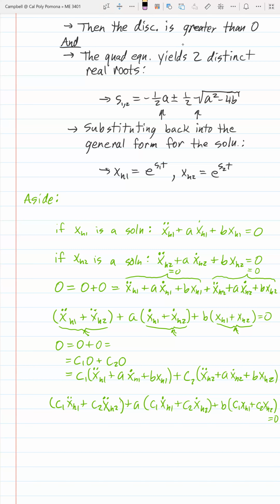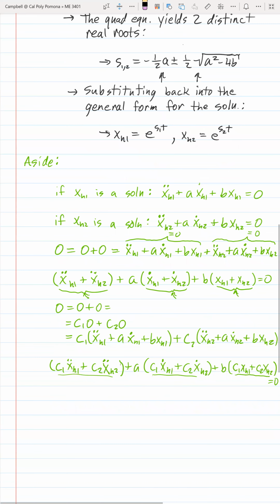And of course, the whole point here is this is another solution, because of course when I take the first derivative I end up with this, and I take the second derivative I end up with that, and I substitute those derivatives, the original combination and the derivatives of those combinations, in for the appropriate derivatives. I get another solution to this homogeneous differential equation.